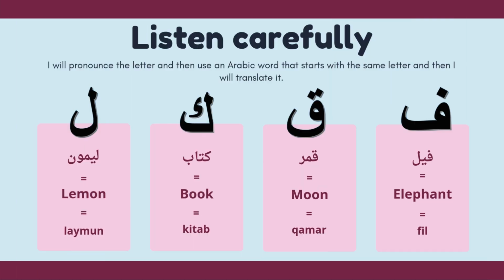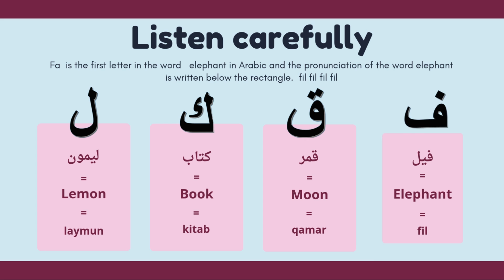I will pronounce the letter and then use an Arabic word that starts with the same letter, and then I will translate it. Fa is the first letter in the word elephant in Arabic, and the pronunciation of the word elephant is written below the rectangle. Fil, fil, fil.